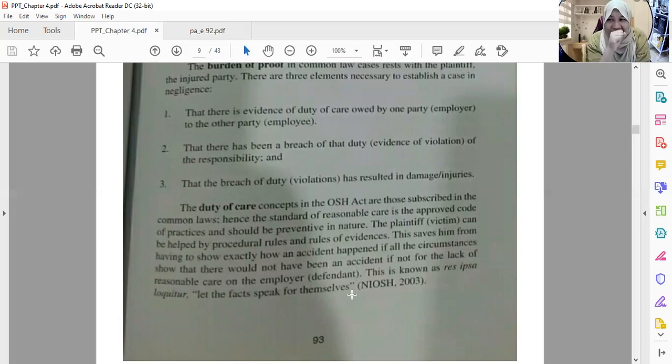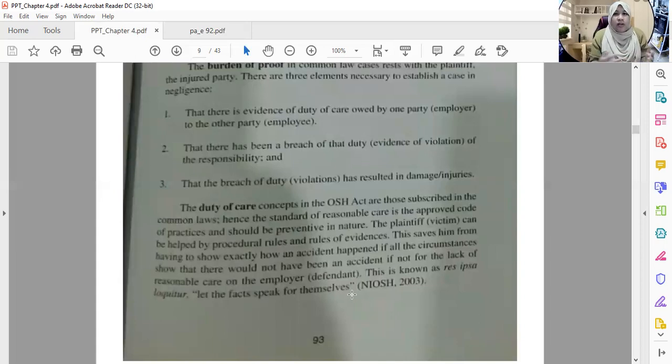Sorry, actually I'm digesting on this. The duty of care concept in the OSH Act, those are subscribed in the common law. Maknanya penjagaan tu, tanggungjawab penjagaan tu should be in the standard of reasonable care. Maksudnya kena berada dalam standard sama, ada tempat sendiri, selamat dan tidak terancam. And they have an approved code of practice on that. Itu yang kita belajar tadi, code of practice, and should be preventive in nature. Sepatutnya di prevent ni kita sentiasa berjagalah tentang macam mana tempat tu sendiri.